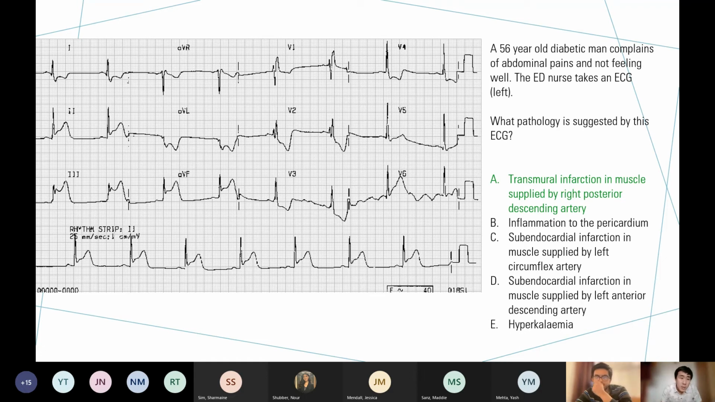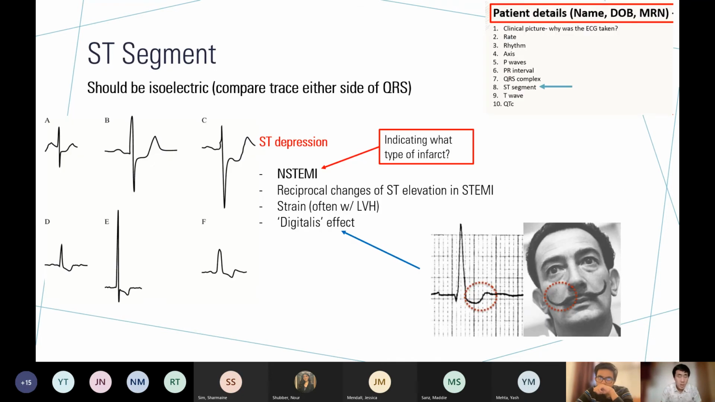I can see why people might have gone hyperkalemia because the T waves do look a bit tall, but I'll talk about that later. So ST segments. I actually found it really hard to tell the difference between ST depression and ST elevation. So my trick for you, if you also have similar difficulties, is look before the QRS and look after the QRS and compare those 2 points. So on this diagram from A to F, they all are a certain type. Are they ST elevation or ST depression?